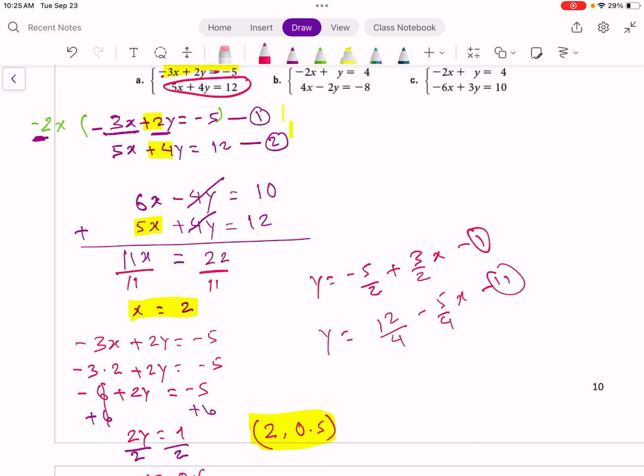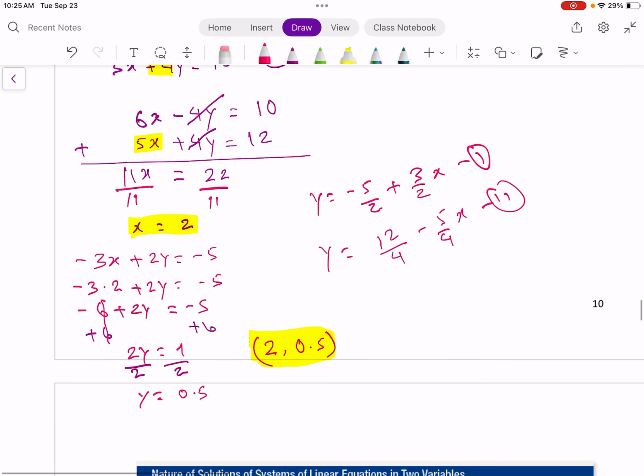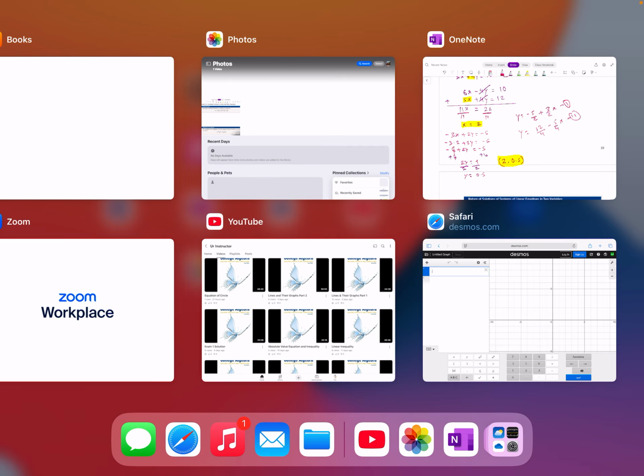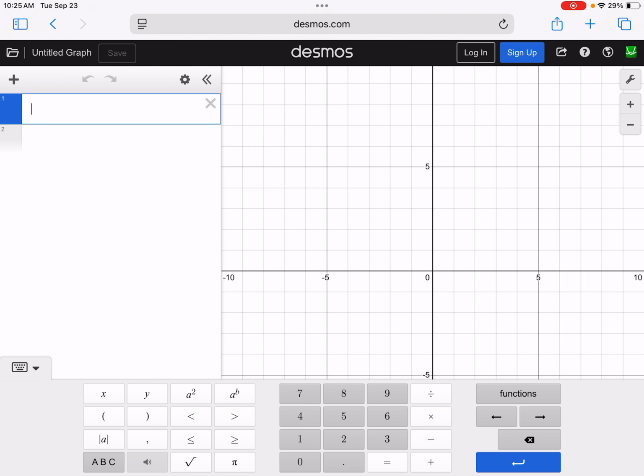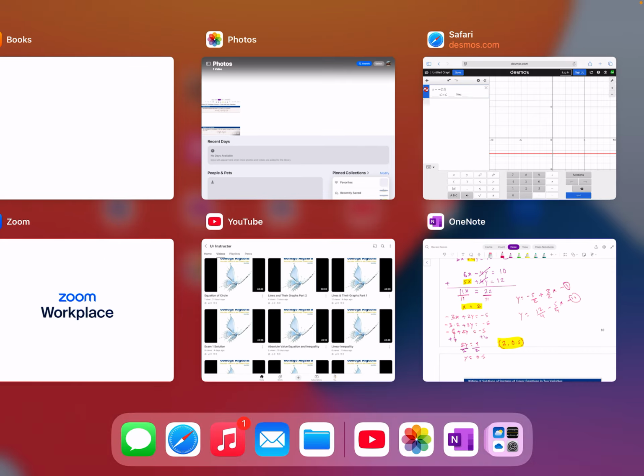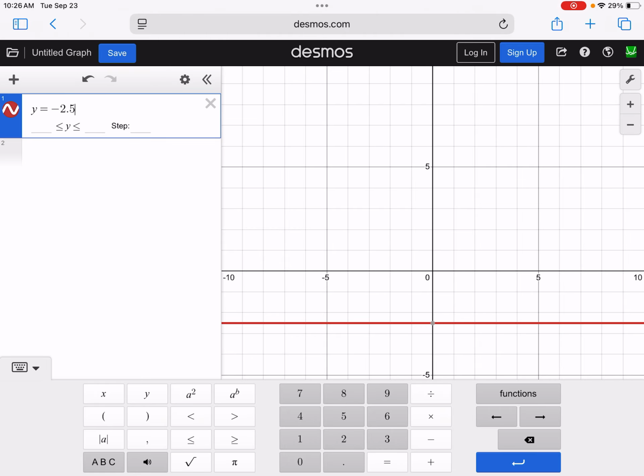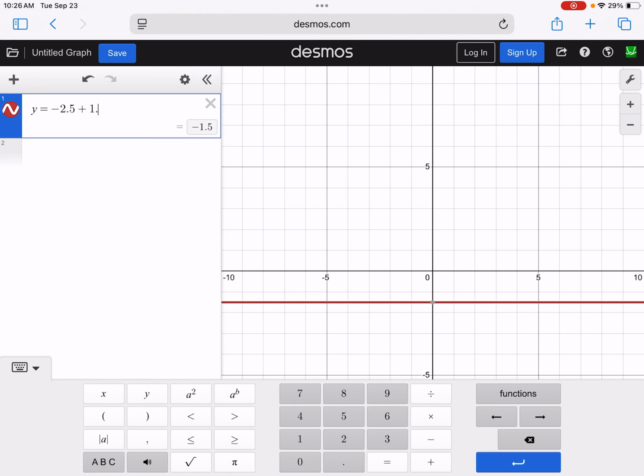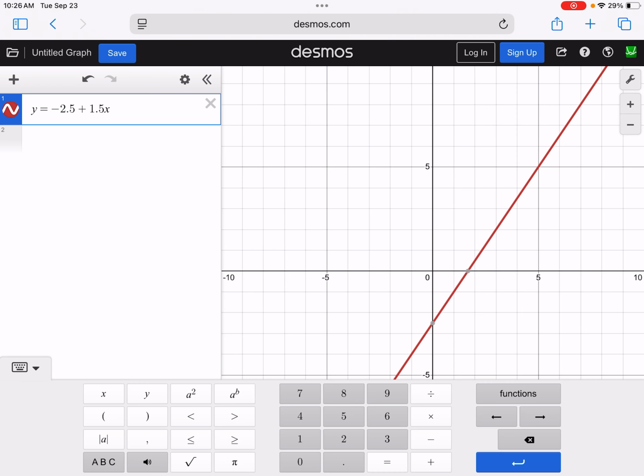Now let's graph these two lines, okay? So we have y equals to negative 5 over 2, that is negative 2.5. And what is the next expression? It was plus 3 over 2x. Plus 3 over 2, that is 1.5x. So this is the graph for our first line, okay?